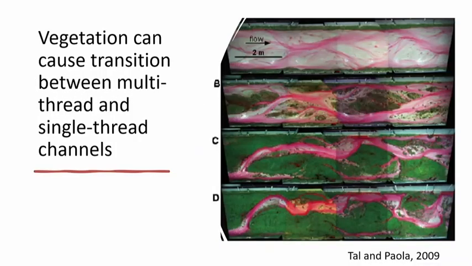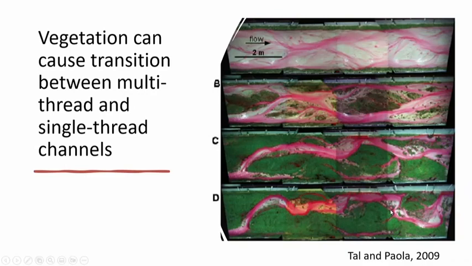There's been a lot of work on trying to understand how vegetation influences channel morphology. These were experiments conducted by Mikkel Tal in 2009, where she ran an experiment with pink as water, brown as sediment, and time going from the top to the bottom of the image. You'll note that she planted some alfalfa sprouts to simulate vegetation in the second image, and the channel transitioned from a multi-thread, so multiple channels, to a single thread channel because of the vegetation.